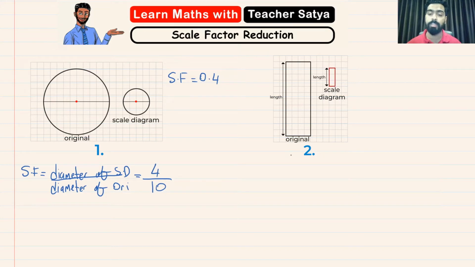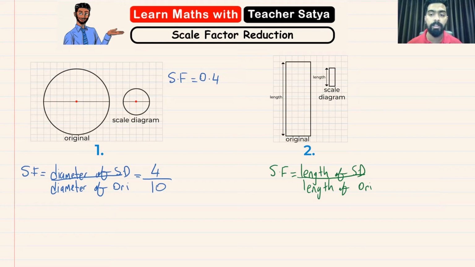Again, as you can see, the scale diagram is smaller than its original diagram. Therefore, it will be a reduction. And in order for us to find the scale factor, we are going to take the length of the scale diagram and divide it by the length of the original diagram. All right, guys.